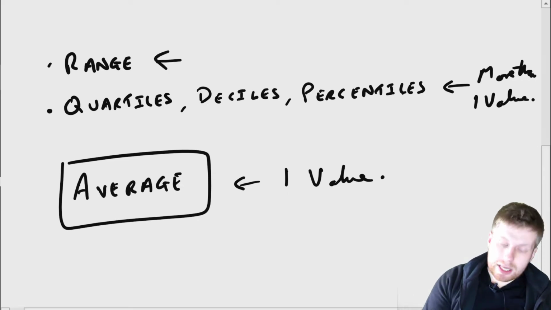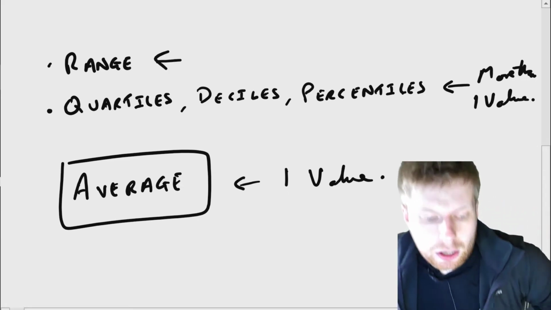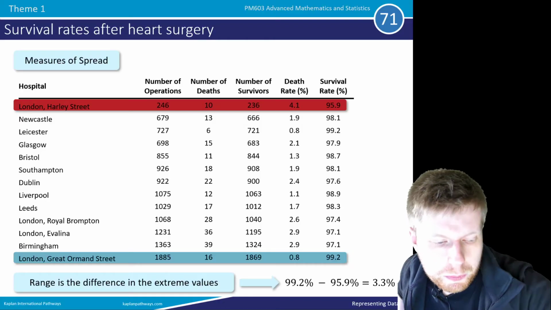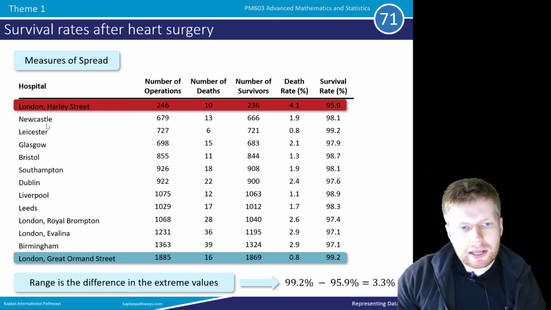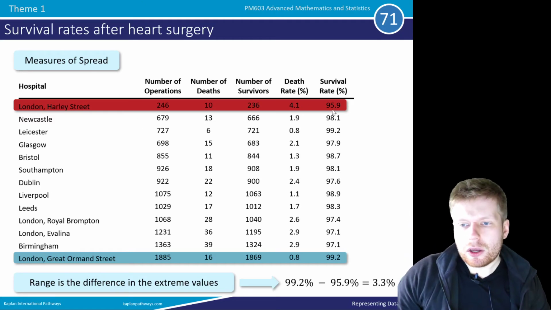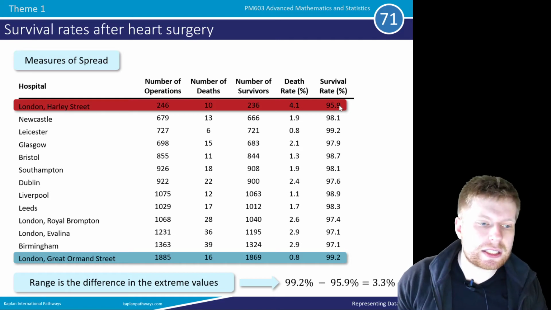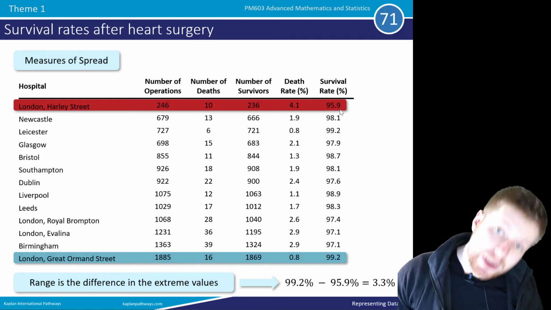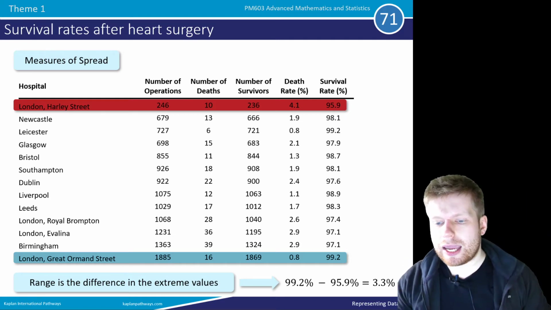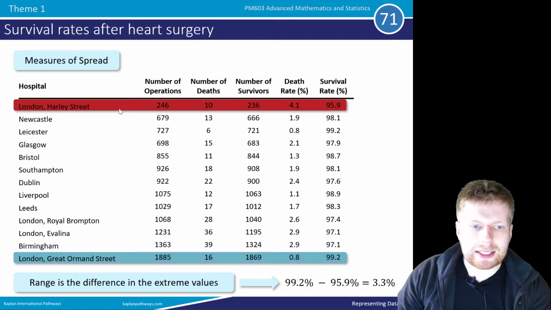Now, range is good because that is just one value. But if I go back to my hospitals example, and I change London Harley Street to not be a 95.9% survival rate, but maybe a 50% survival rate, then suddenly I would call this an outlier.